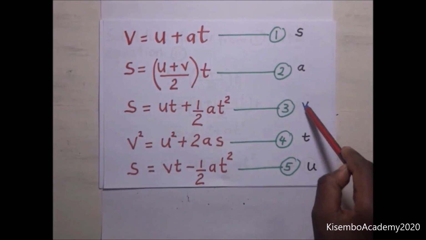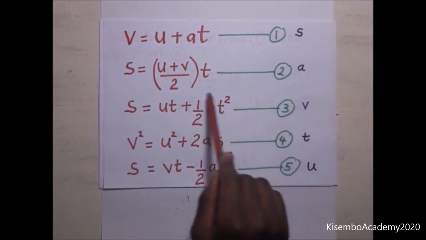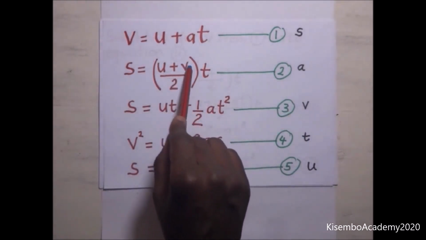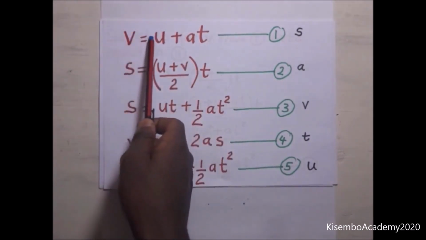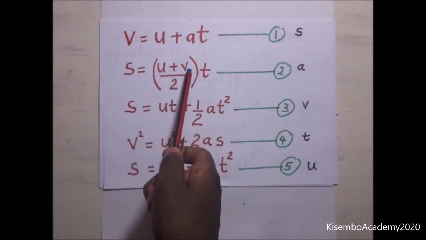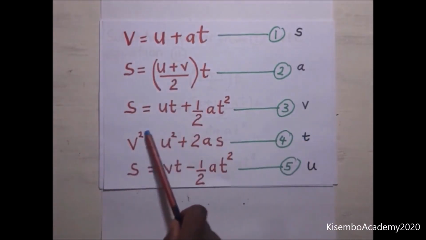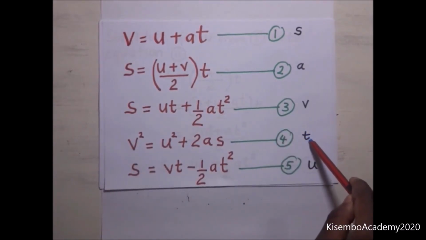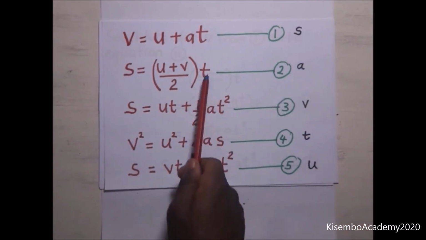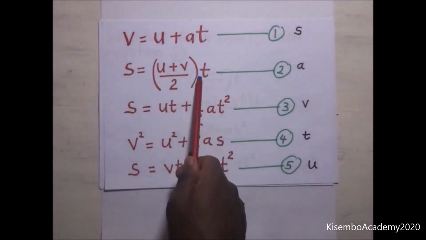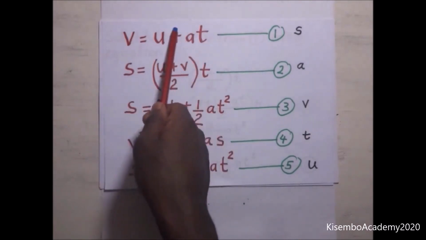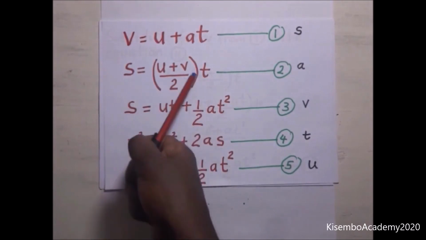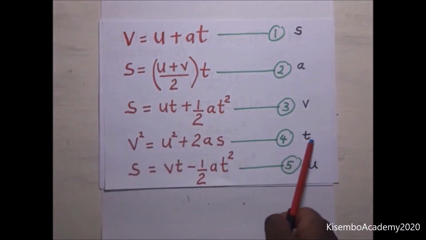If we want to get the third equation of motion, we are simply going to eliminate v in this equation. We get the expression for v, which is this one, and substitute it here to get this one. For us to get the fourth equation of motion, we need to eliminate t. We make t the subject of the formula in this equation, and substitute the value of t here, so that we eliminate t in this expression, and that's how we get this expression.